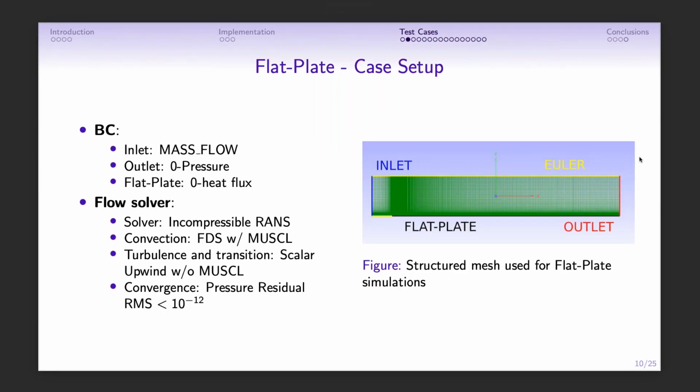As a case setup, it is an incompressible case, so we run a second order scheme for the flow solvers, and first order for the turbulence. The convergence criterion is that the RMS of the residual of the pressure is lower than 10 to the minus 12, and the grid is fully structured.